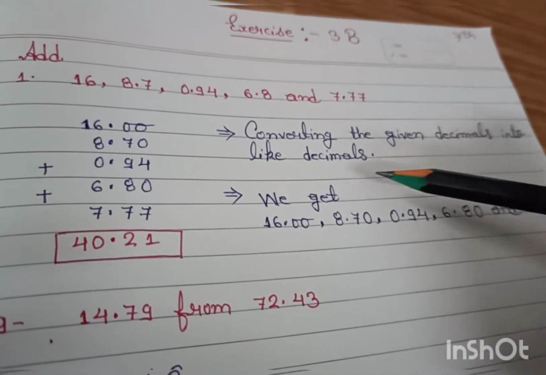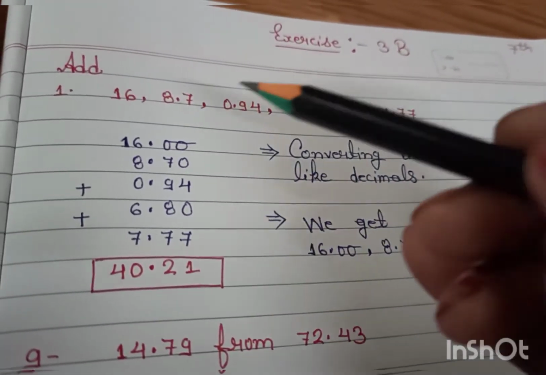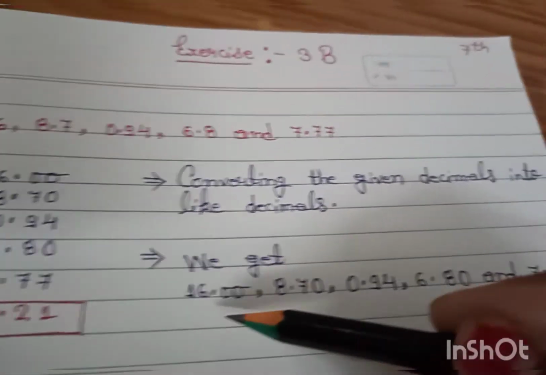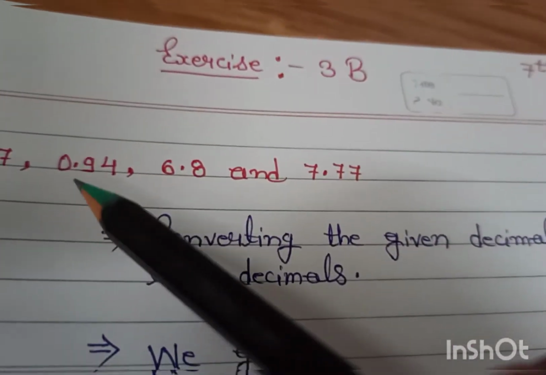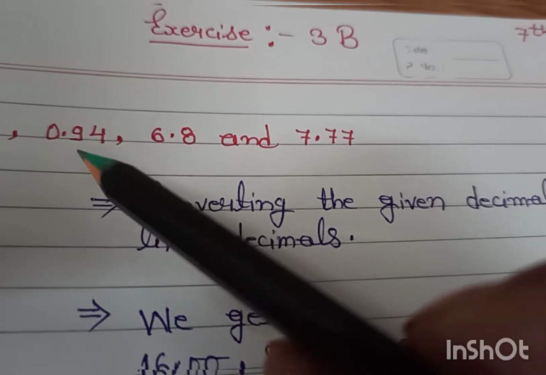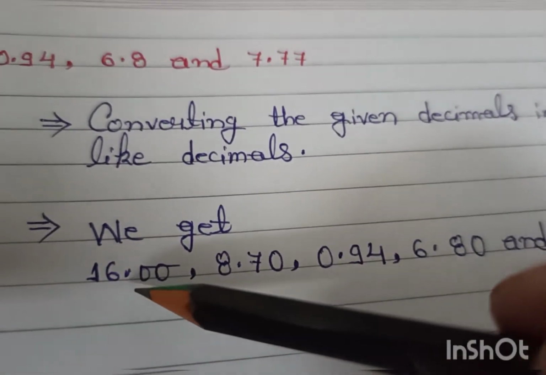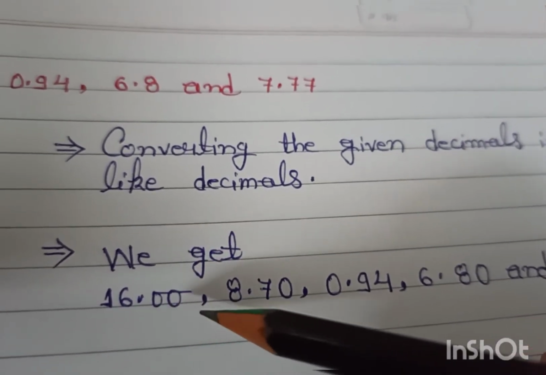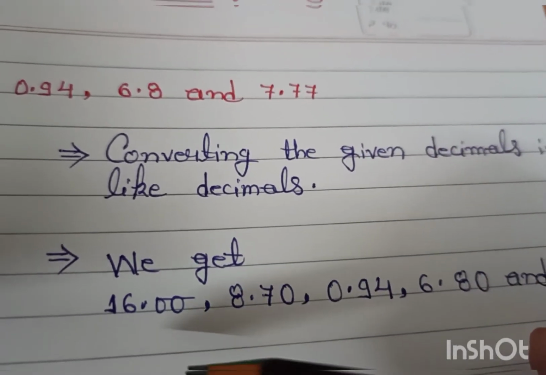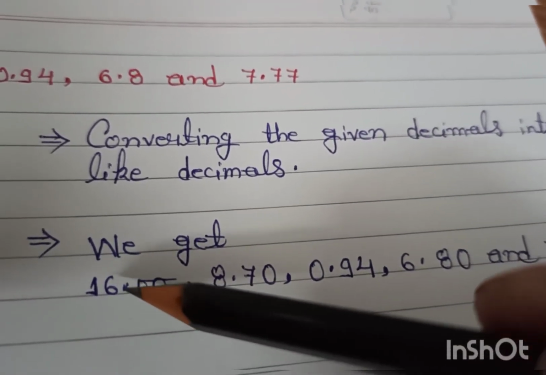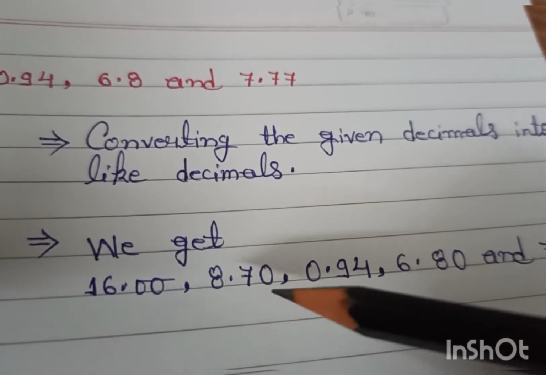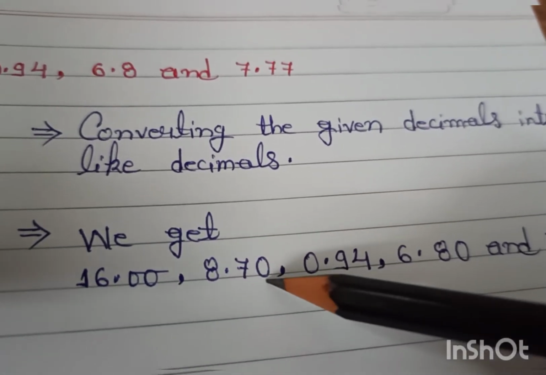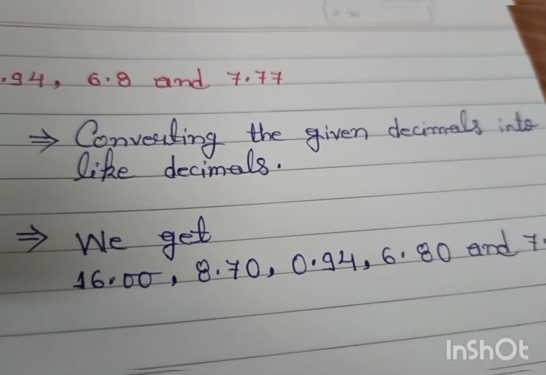So how do you convert? To convert the given decimals into like decimals form, you just insert the decimal point, and then in every number, after the decimal, insert 0s, because the highest place is hundredths. Hundredths means 2 digits. So after the decimal, 2 digits should be there. If not, we will insert 0 for converting unlike to like. If there are no digits, we insert 2 zeros. If there is 1 digit already, we insert only 1 zero. Same like other numbers also.